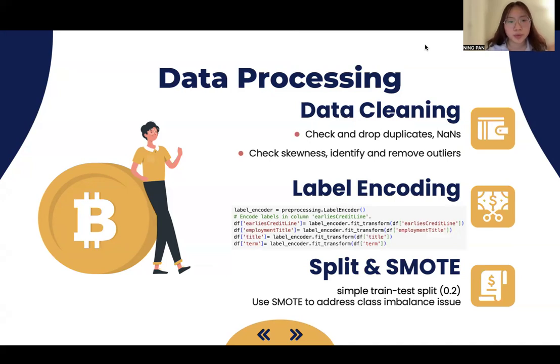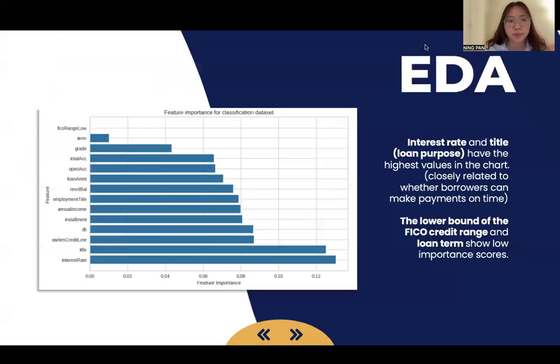First, we remove duplicates and missing values while checking for outliers. And we also convert category variables into numerical values using label encoding. Finally, we split the data set into training and testing set and apply SMOTE to balance the class distribution.